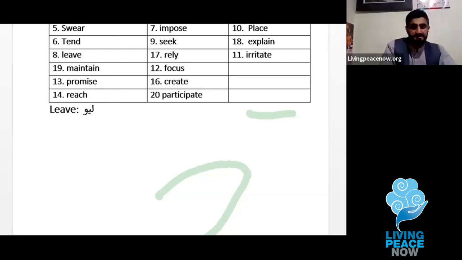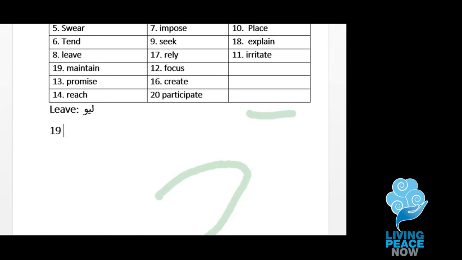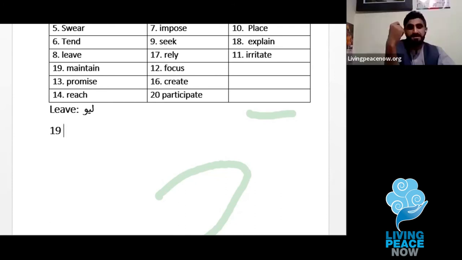Number 19, this good word, maintain. Maintain, yeah, who can tell the meaning of maintain? Maintain, number 19.